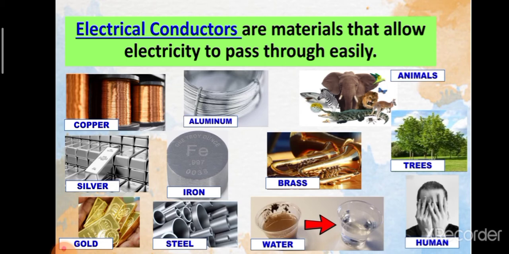Now, let's have electrical conductors. They are materials that allow electricity to pass through easily. Examples are copper, silver, gold, aluminum, iron, steel, brass, water, animals, trees, and human. Our body is also a conductor of electricity because it is made up of 75% water.